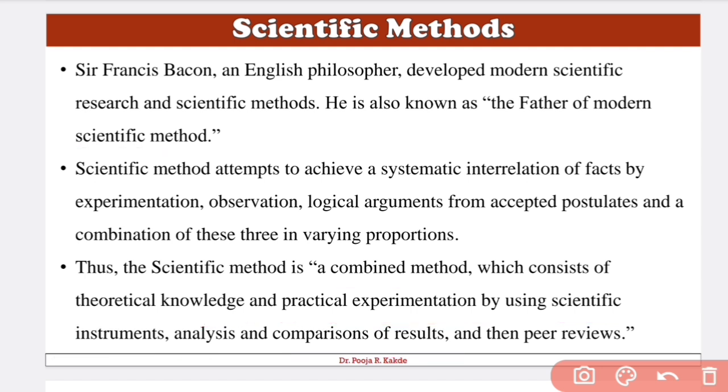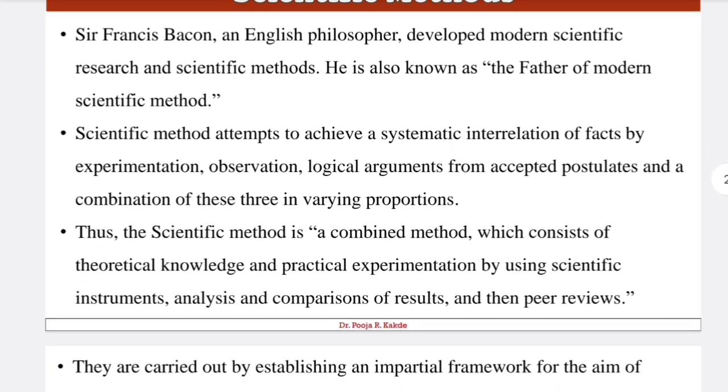Now what is the aim of scientific method? So scientific method aims to achieve a systematic interrelationship of facts by experimentation, or in some cases also by observation, or if a topic is philosophical then it is also done by logical arguments, using all those methods in varying proportions and coming to some kind of established facts. This is what scientific method is.